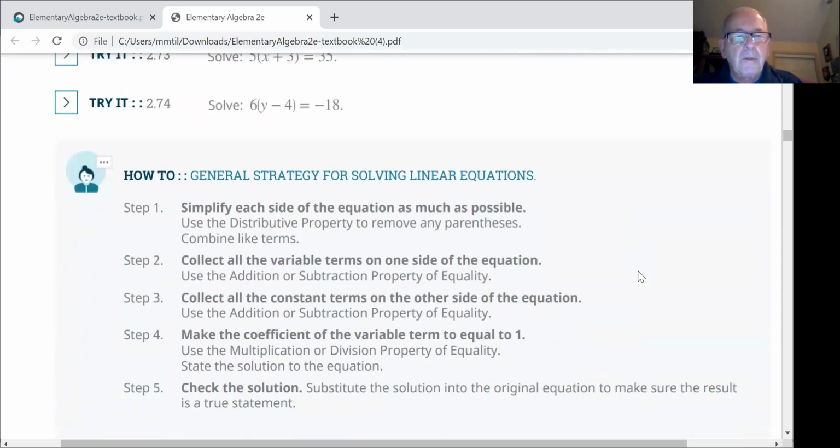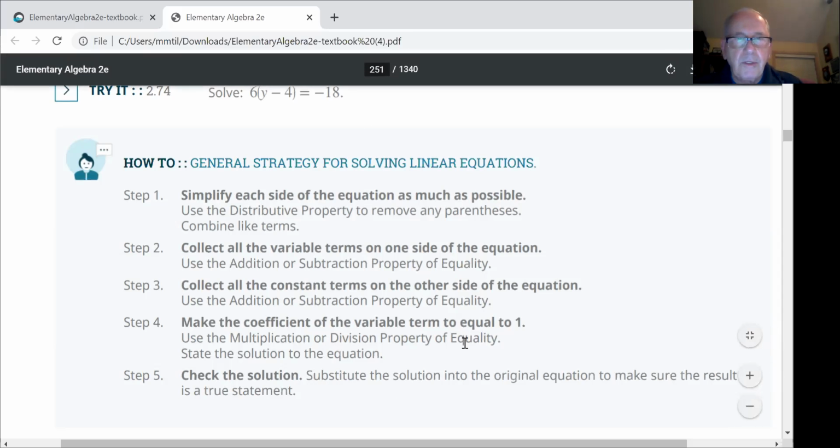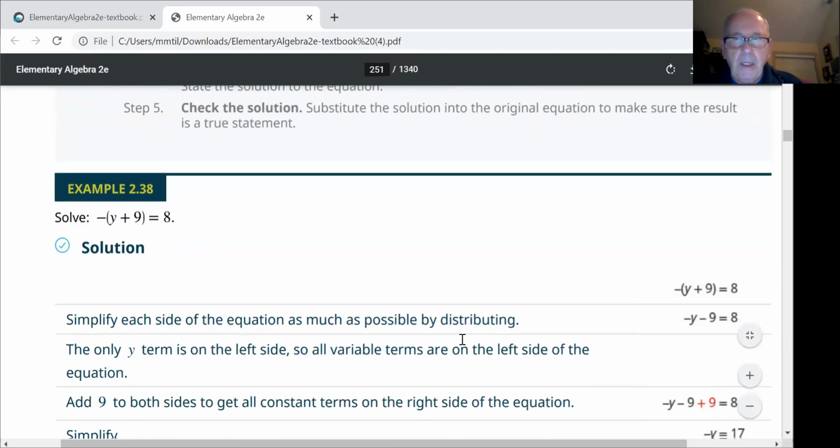So these are the steps. You should know how to do this. Simplify each side of the equation as much as possible. Use the distributive property to remove any parentheses. Then collect all the variable terms on one side of the equation. Then collect the constant terms on the other side of the equation. Make the coefficient of the variable equal to 1, either by dividing or multiplying by something. And then check the solution. Those are the steps you should follow, and that's what you'll be doing in the homework, most of it.